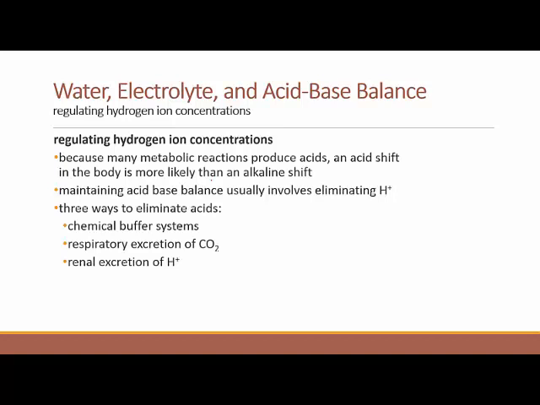And so we've got three ways that we can go about eliminating the acids that are made in the body. We do it with chemical buffer systems, and we'll spend the rest of this lecture talking about chemical buffer systems. And we can also do it through physiological means, where we either breathe out CO2 or we pee away hydrogen ions. So let's look at these chemical buffer systems first.